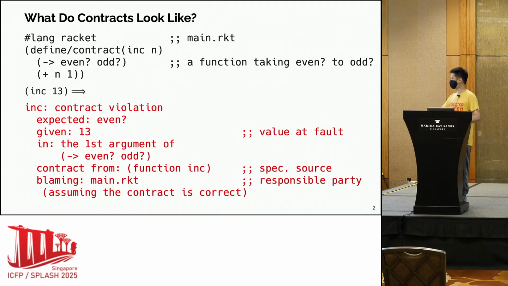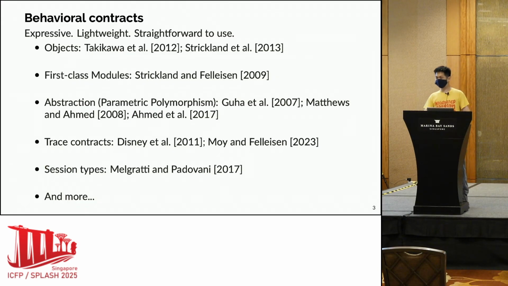And it is saying that, well, the user of the inc function is to be blamed. It identifies the responsible party that is causing the problem. And this is a very straightforward and expressive approach to write lightweight specifications. This has been extended to many different language constructs, and also with many expressive contracts, such as trace contracts that can check the trace of a value, and even session types, which can check if the communication of a session has all behaved according to the contract.